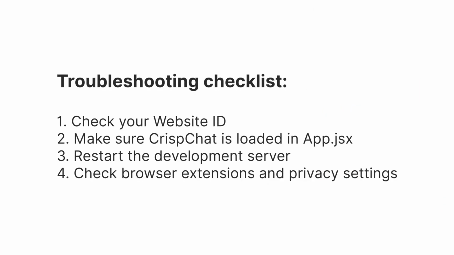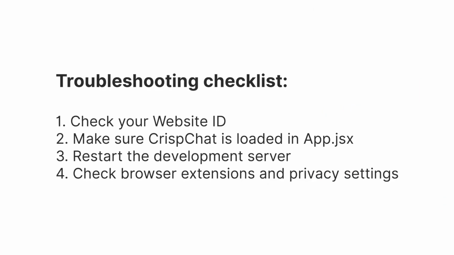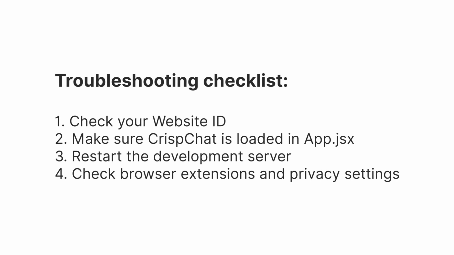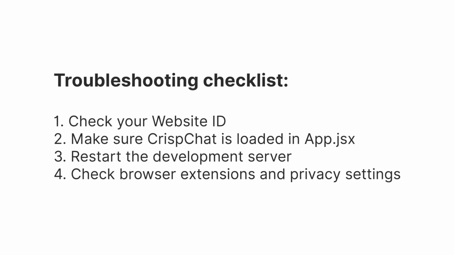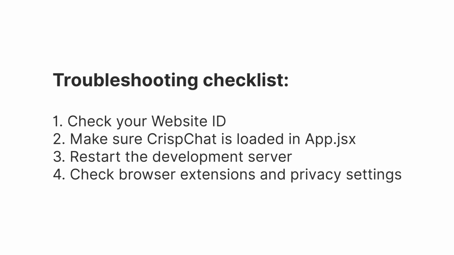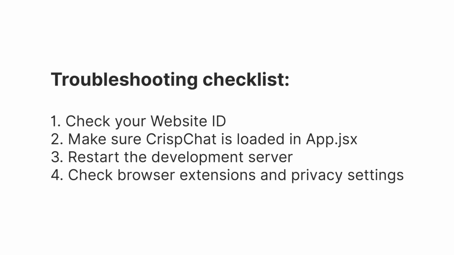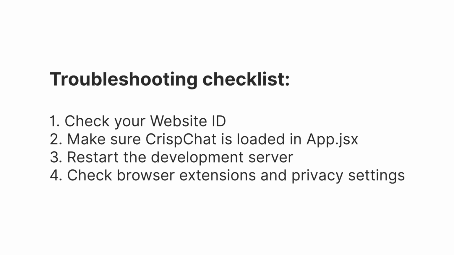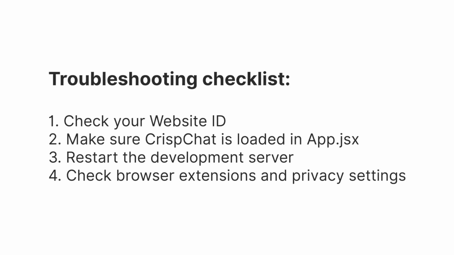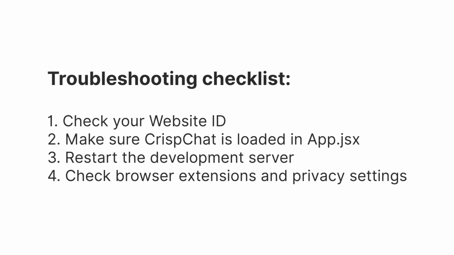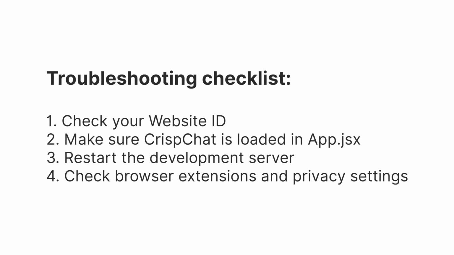If the chatbox does not appear, first check that your website ID is correct. Then make sure you replace the placeholder website ID in the component, and also make sure the Crisp component is actually loaded inside your main app component. If everything looks fine but the chatbox still doesn't appear, restart your development server and refresh the page. And if you are testing on a local environment, make sure your browser doesn't block the script with an extension or strict privacy setting.